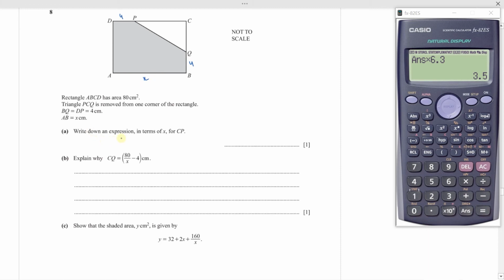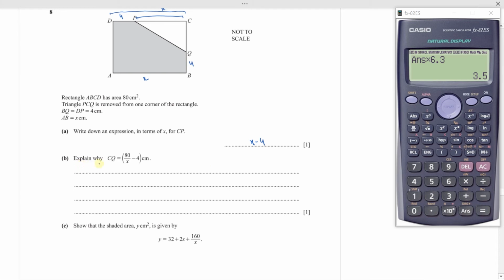Part A is write down an expression in terms of X for CP. So CP is this length, and we know that this full length is X because it is a rectangle. So AB is X centimeters. So this length CD is also X centimeters. So CP will be X minus 4. So this length here will be X minus this 4 centimeters. So your expression would be X minus 4.